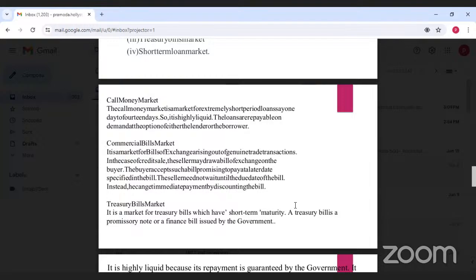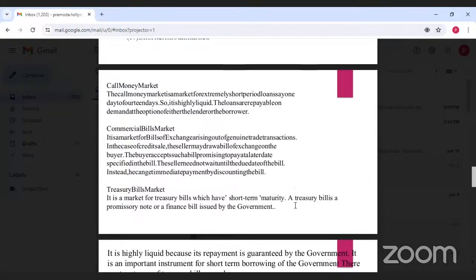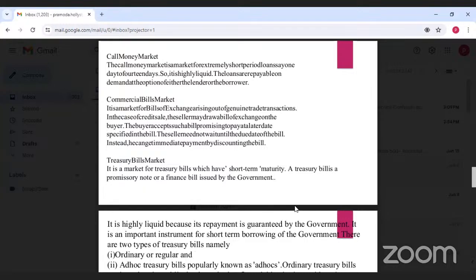This is also one of the ways of encouraging savings from the common man, common individuals. And whenever they are in need of money, that means what the government is doing: when it is in need of money, it will sell to you. Whenever you are in need of money, it will purchase from you. So it is going to play this seller and buyer role by dealing in the treasury bill market.